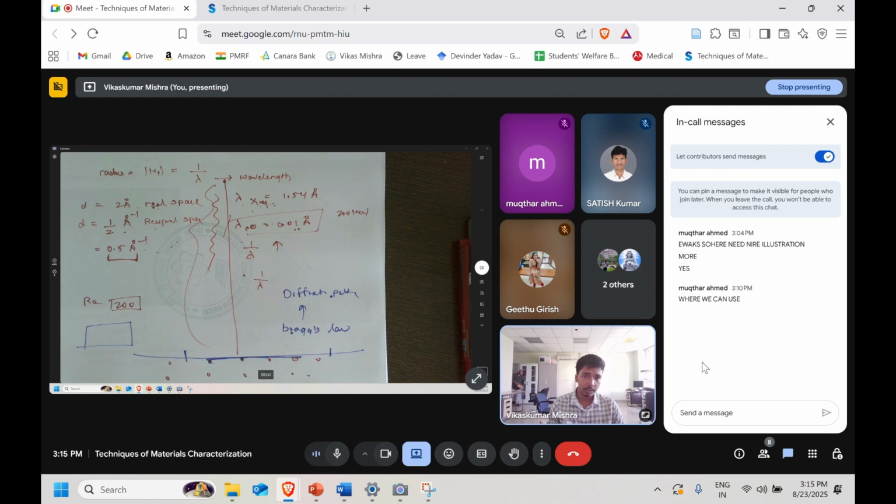Just like n lambda equal to 2d sine theta in the real space, in the reciprocal space we say that if a reciprocal lattice point is touching the Ewald sphere, it will satisfy the Bragg's law. This is one of the conditions for the Bragg's law to be satisfied. Okay, am I clear, Ahmed? So this is how we can use it. The larger the sphere, the more easily you can get the diffraction pattern.